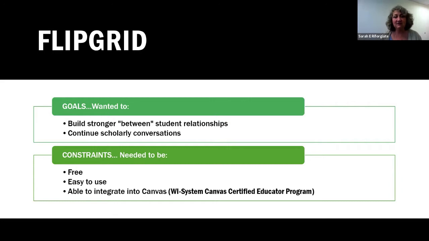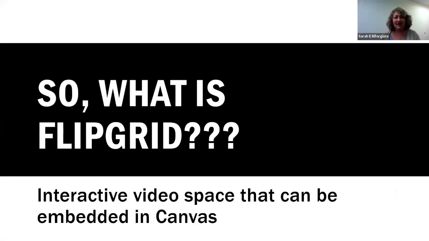So what is Flipgrid? Basically, it's an interactive video space that can be embedded into Canvas. Students record a short video and you can set time parameters on how long you want them to be able to record. And then they're able to record video responses to each other's video. And we're going to try it out today. But before we do that, I want to show you how easy it is to set up. Because if I can do it, anybody can do it. So that's basically what it is, though.